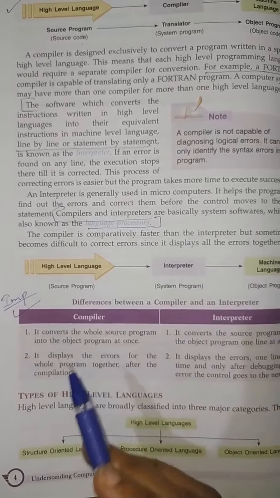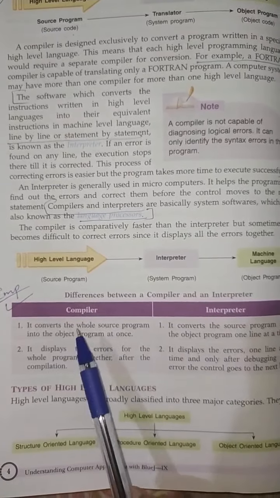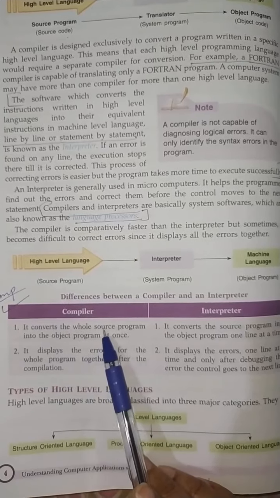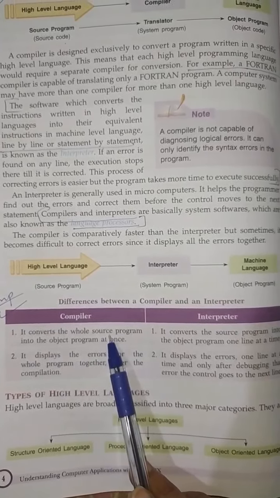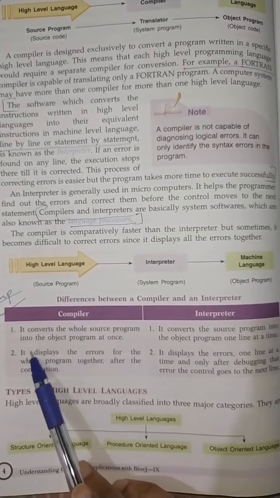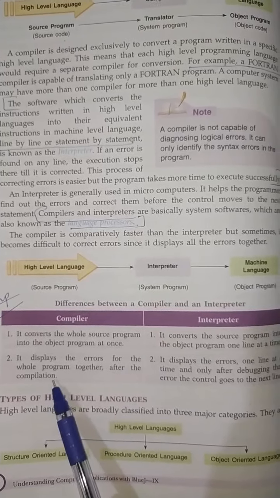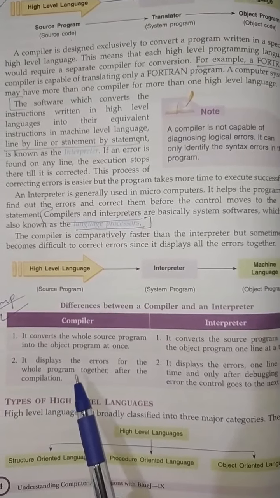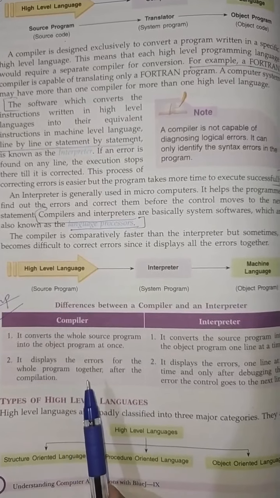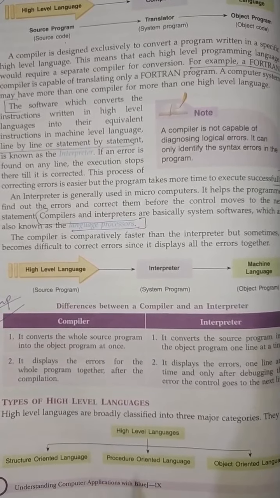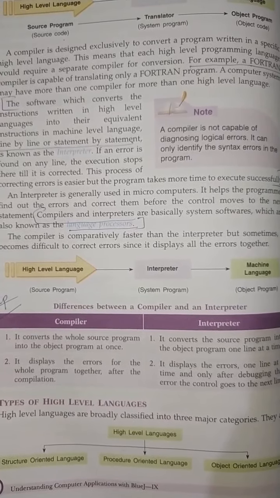And these are the very important differences between compiler and interpreter. Compiler converts the whole source program into object program at once. So if there are any errors, it displays the errors for the whole program together after the compilation. Okay, so after doing the program, if you compile for the errors, suppose if there are 10 errors, it will show 10 errors in the program.